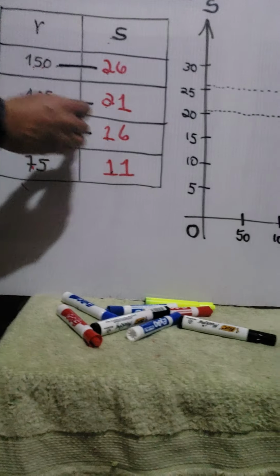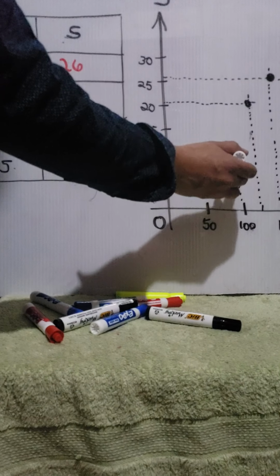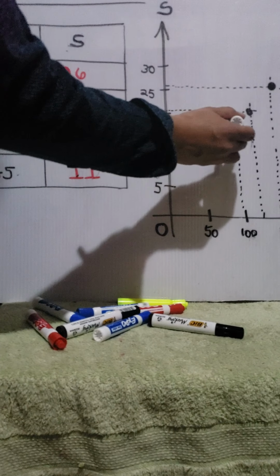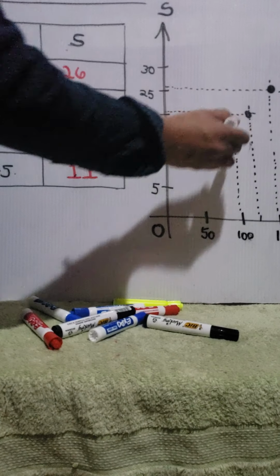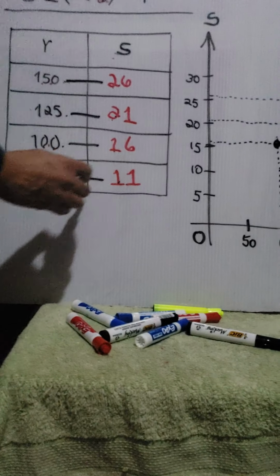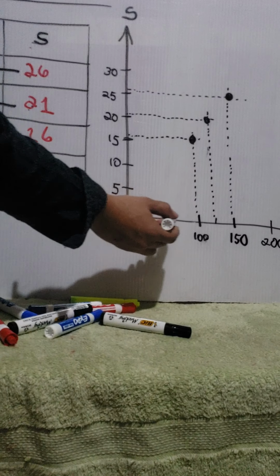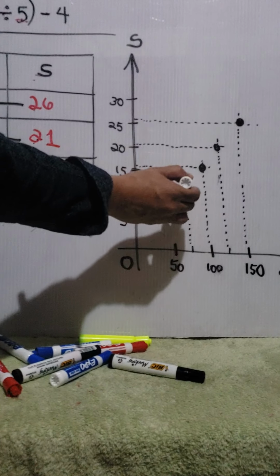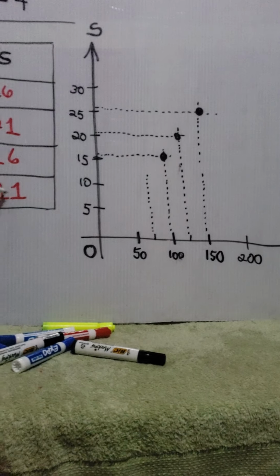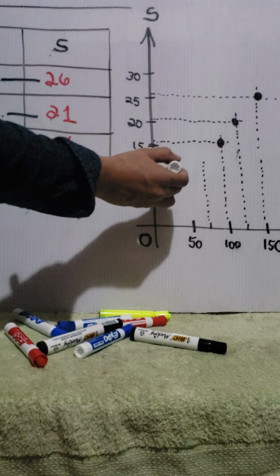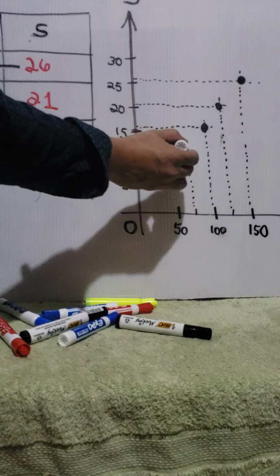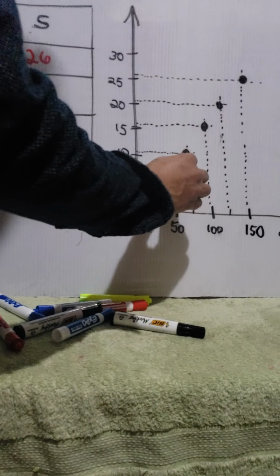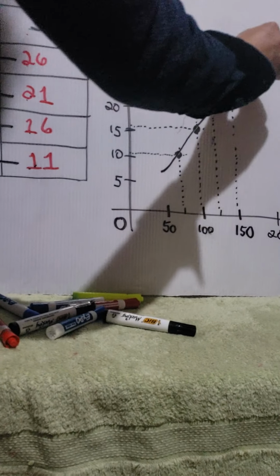Then 100 and 16. 100 is here. And 16, here we have 15. 16 is very close. And the last is 75 and 11. 75 is in the middle of 150. And the number 11 is a little bit closer to the 10. Now I connect all of the points with a line and an arrow.